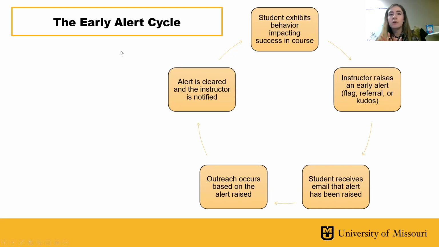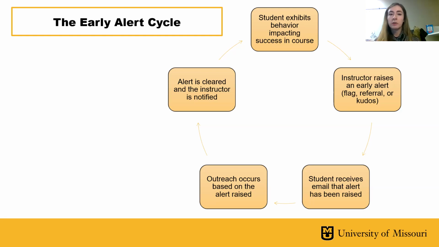Absolutely. So we broke it down into 5 steps of the early alert cycle. The first starts out with a student exhibiting a behavior that is impacting their success in a course. As we mentioned, we have the attendance concern. Maybe they didn't get as great of a grade as we had hoped on the first exam. So those are all the behaviors that we're talking about.